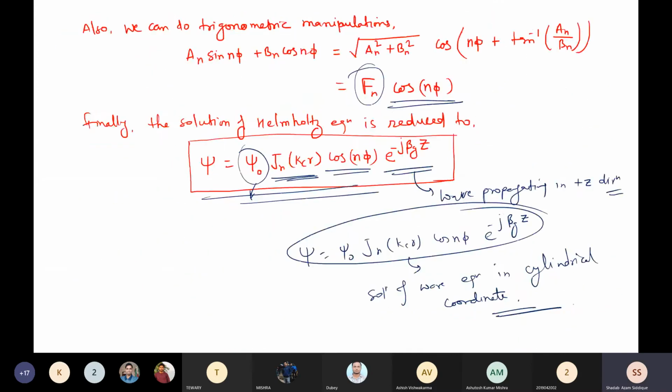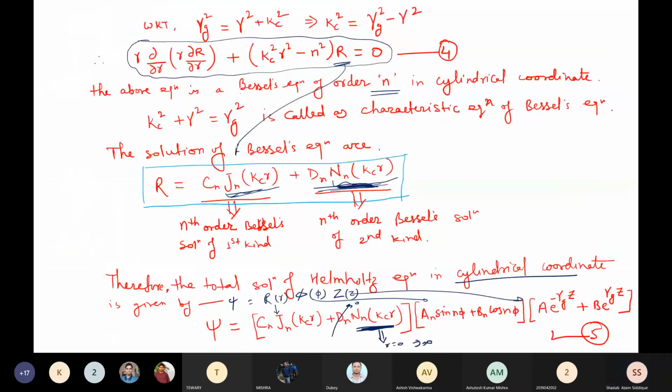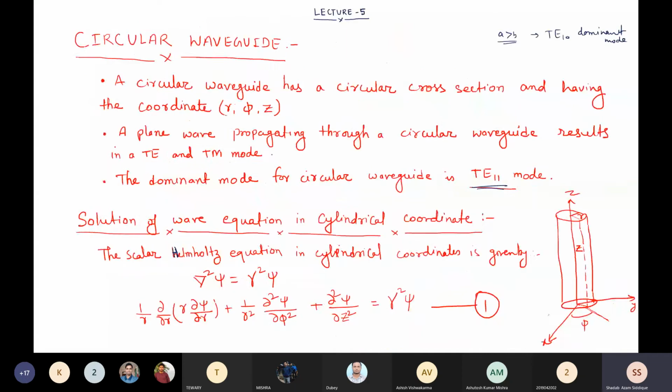So now, in the last class, lecture 5, we were discussing the circular waveguide. We'll take a quick revision within 5 minutes. In the last class we were discussing the circular waveguide, which is circular in shape, and wherever you cut it you get a circular cross section with coordinates r, phi and z.